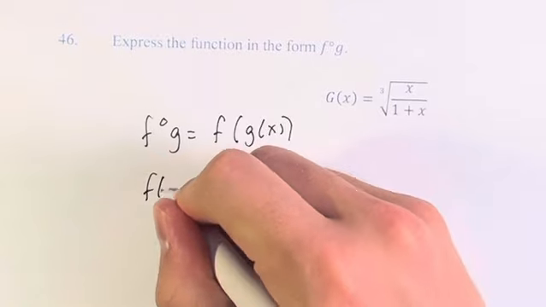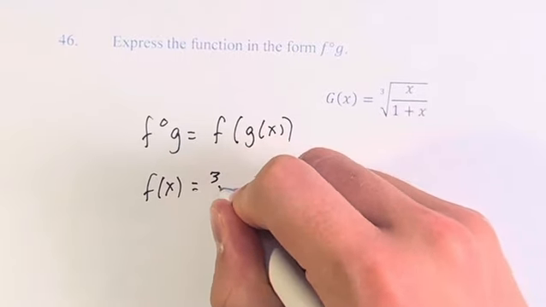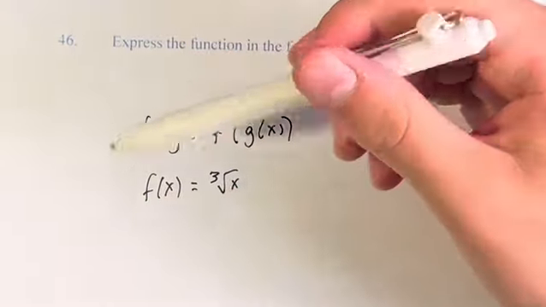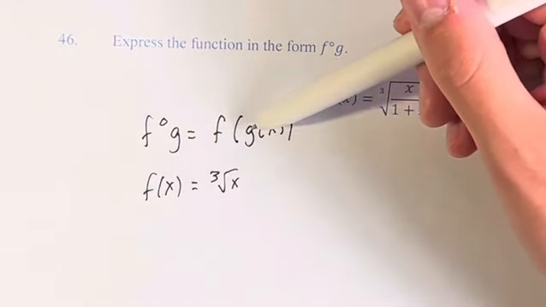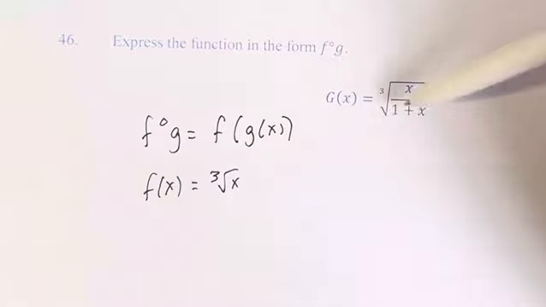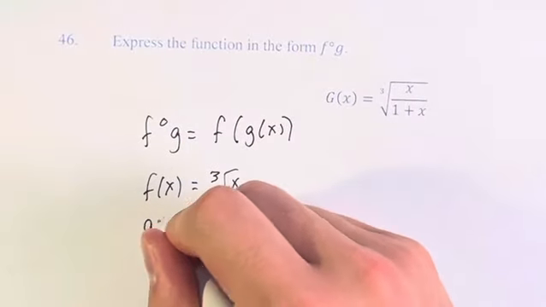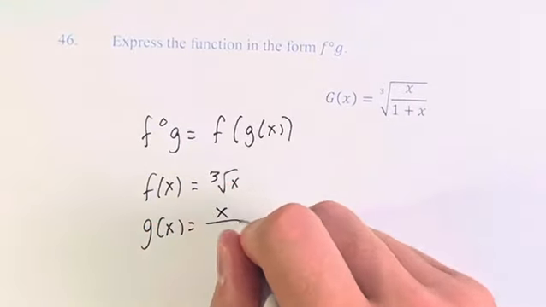Therefore, we can say that if our outer function is f of x equals the cube root of x, when we're taking f of x, we just have the cube root of x. When we're taking f of g of x, we're taking the cube root of g of x. So whatever's in the root, g of x, equals x over 1 plus x.